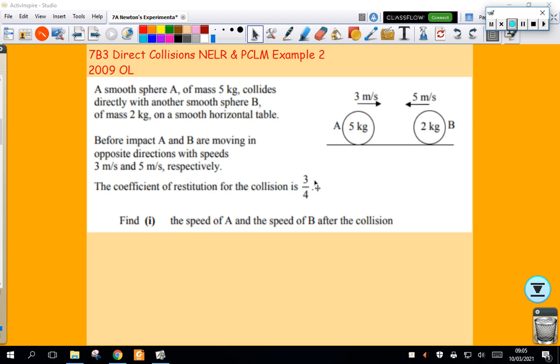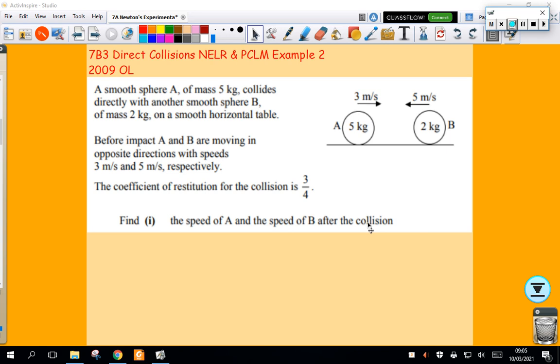Okay, in this class I just want to look at another example of a question. This is also taken from an old Leaving Cert ordinary level paper from 2009. This is a question on direct collisions. We'll be answering it in the same way as we did the last example. We'll be using Newton's experimental law of restitution and the principle of conservation of linear momentum to answer the question. So what's been asked is to find the speed of A and the speed of B after collision.